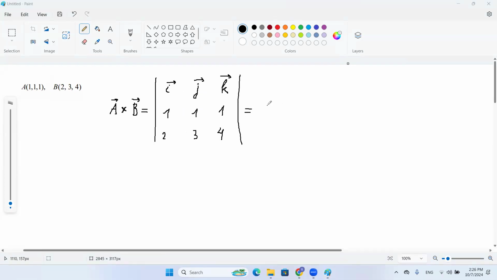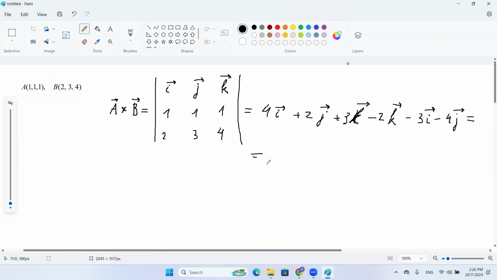So what we have for i plus 2j plus 3k. Okay, just believe me that it's k. Minus 2k, minus 3i, minus 4j. And it equals i minus 2j plus k.